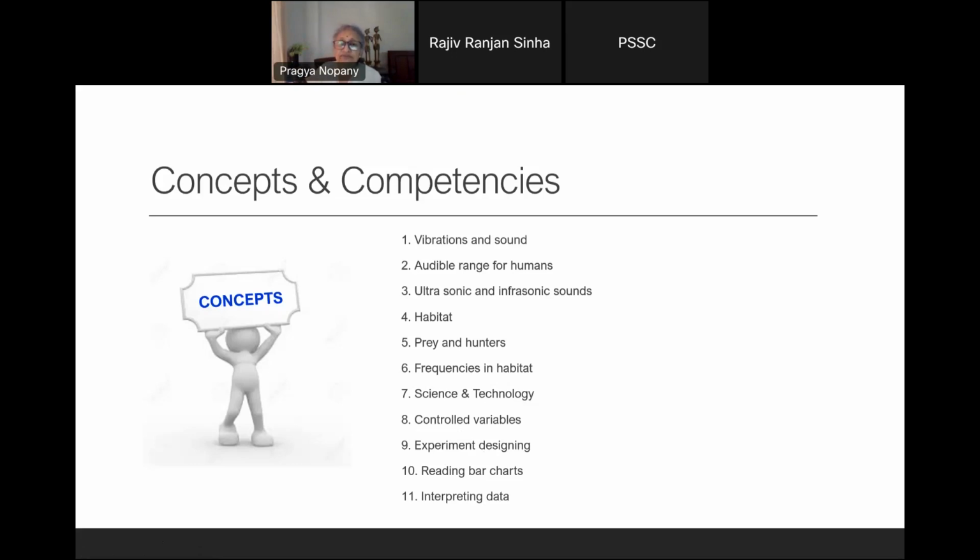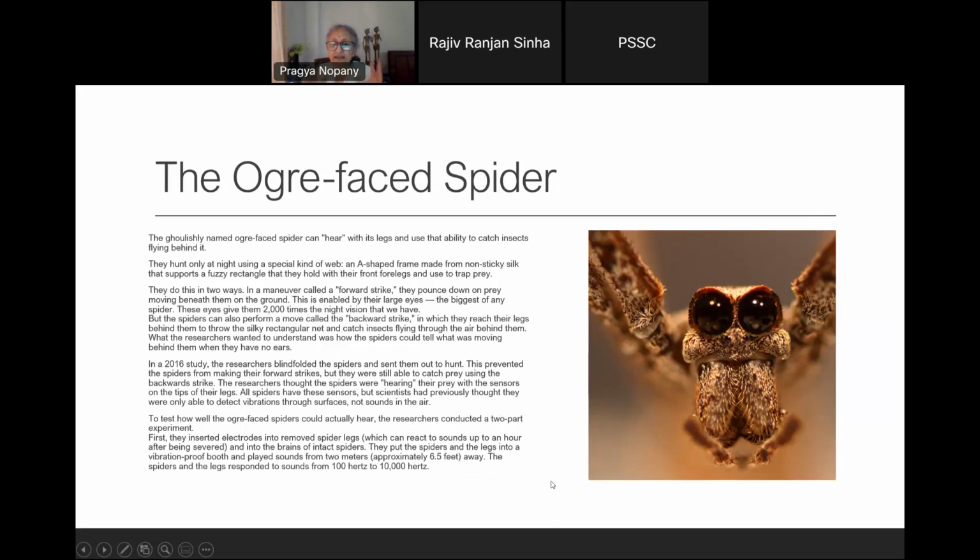Okay. Now, after deciding that, I wrote this paragraph myself from whatever knowledge I got. So let me read it. The ghoulishly named Ogre-faced spider can hear with its legs and use that ability to catch insects flying behind it. They hunt only at night using a special kind of web, an A-shaped frame made from non-sticky silk that supports a fuzzy rectangle that they hold with their front forelegs and use to trap prey.